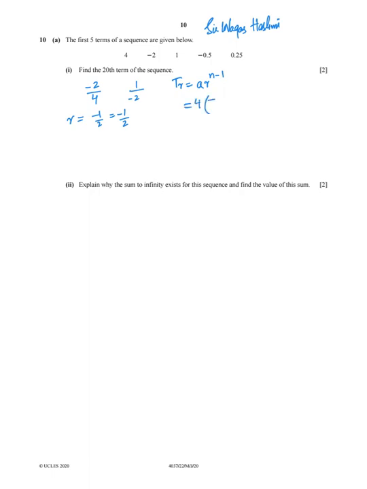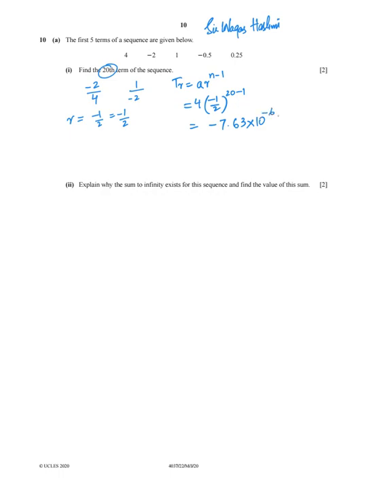The value of r is minus 1 upon 2. And since we are looking for the 20th term, n is 20, so that will be 20 minus 1. Now we can calculate it. That will be equal to minus 7.63 into 10 to the power minus 6. That is your first part answer.